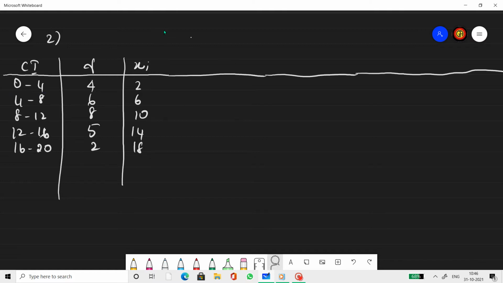0 plus 4 by 2, 4 plus 8 by 2, 8 plus 12 by 2. So 8 plus 12 is 20, 20 by 2 is 10. 4 plus 8 is 12, 12 by 2 is 6. 0 plus 4 is 4, 4 by 2 is 2. So x is the mid value of class intervals.